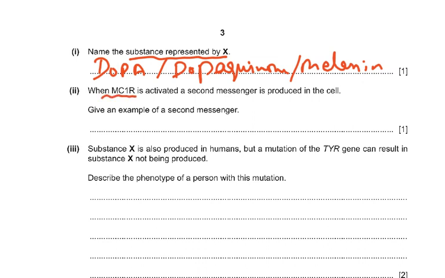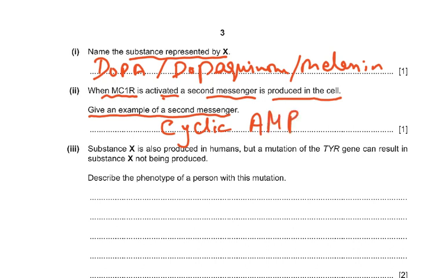Now it says when MC1R is activated, a second messenger is produced in the cell. Give an example of a second messenger, and that's very easy. We all know that very well. Cyclic AMP. It's come up in so many papers, this question. Cyclic AMP, or you could have written it as a small c, and capital A, capital M, capital P. So this got you 1 mark.